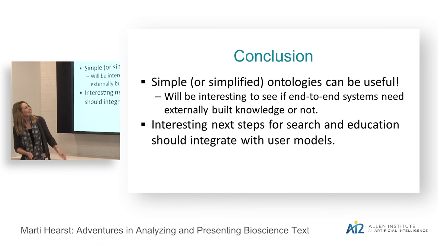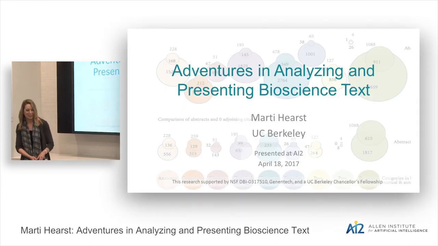All right. So in conclusion, simple or simpler ontologies can be useful. It'll be interesting to see if end-to-end systems can get away with not having them. Do we need knowledge or not in the future? I don't know, with all the stuff going on with neural nets. It's not clear. Interesting next steps for search and education should integrate with user models. That's it. Whew. Okay, thank you.